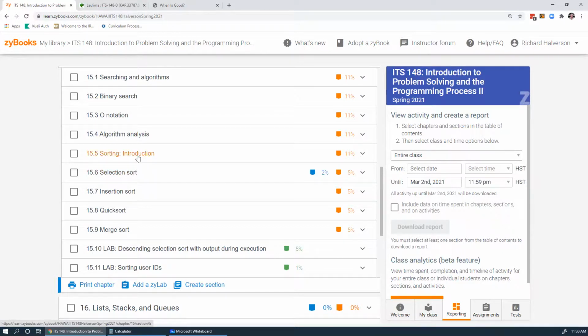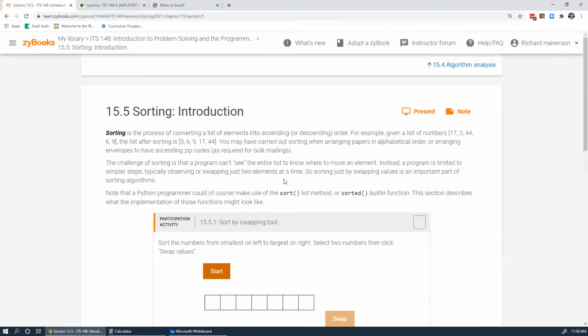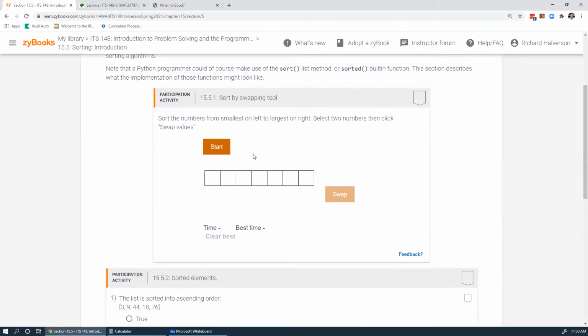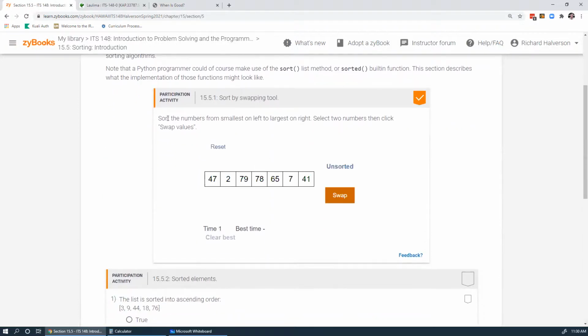First, for this one we sort by swapping. Here, let's just quickly do this. Sort the numbers from smallest on the left to largest on the right, and select two numbers and then click swap values. So select two numbers and then click swap values.